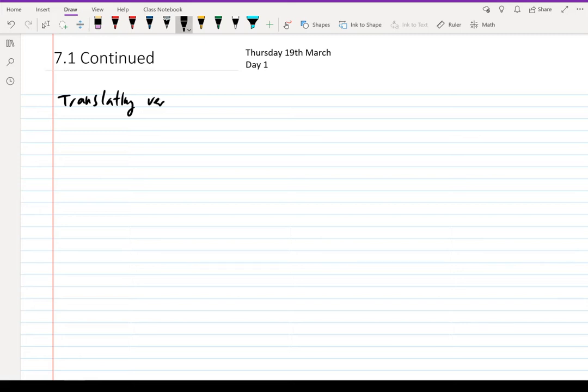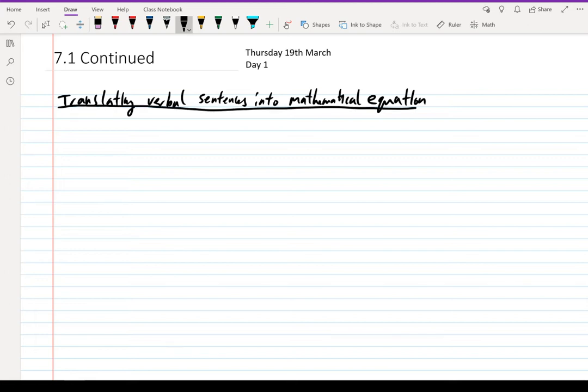It will be verbal. This time it's going to be sentences into mathematical equations. So last time it was phrases into expressions. Today it's going to be sentences into equations. So I'm going to first give you a few examples.